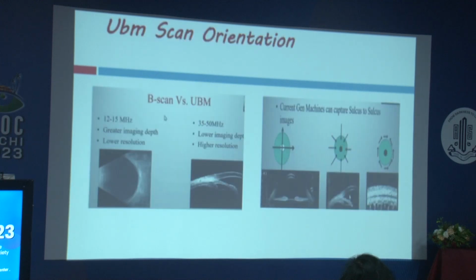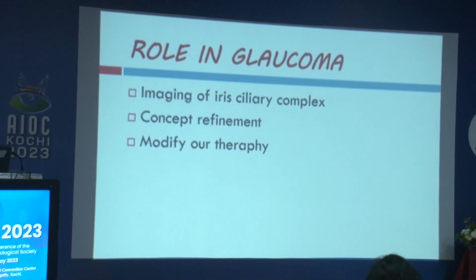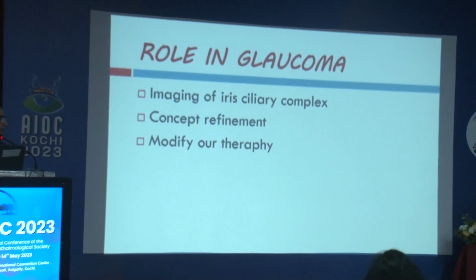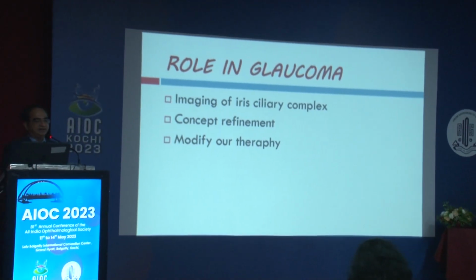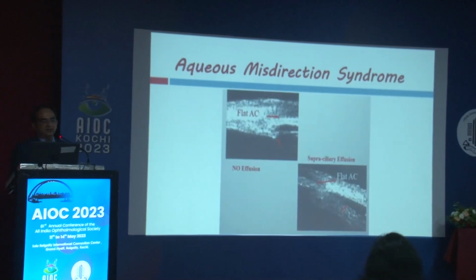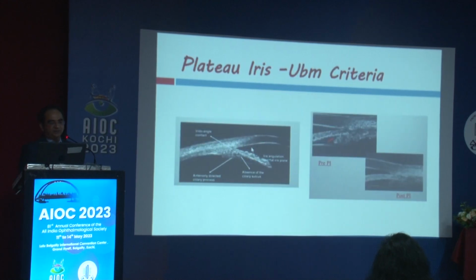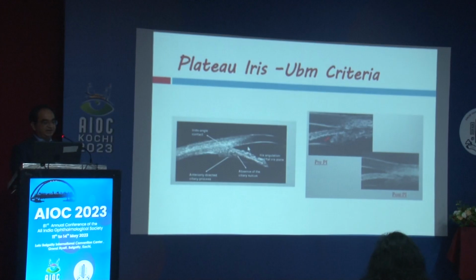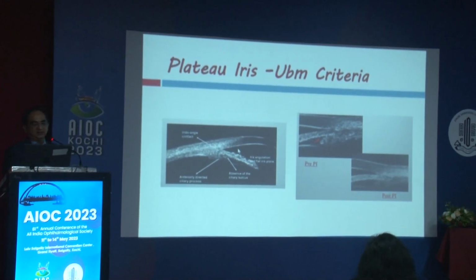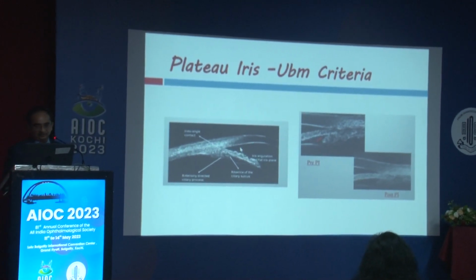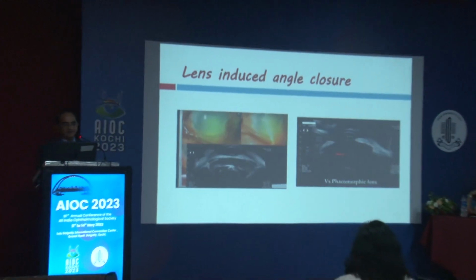And this is the UBM scan orientation. So UBM has a role in glaucoma. It can image the iris-ciliary complex. It can refine our concept and modify our therapy, like in aqueous misdirection syndrome. In plateau iris, you can see there is an anteriorly directed ciliary process, and then you can confirm plateau iris.